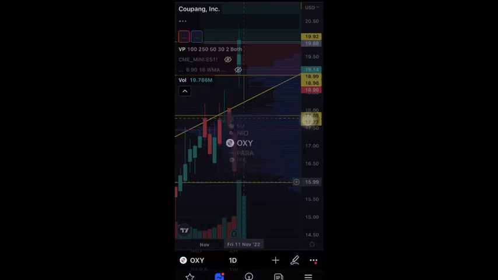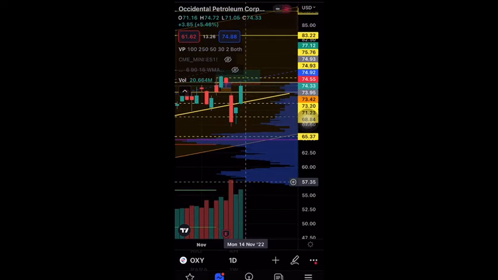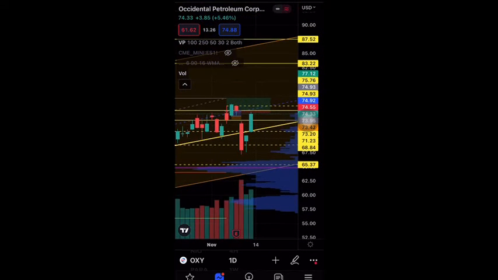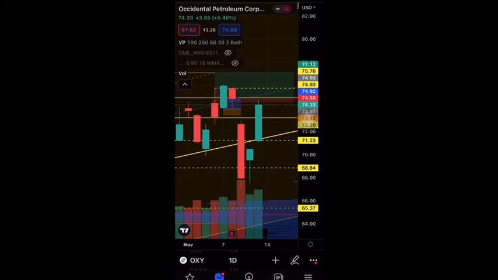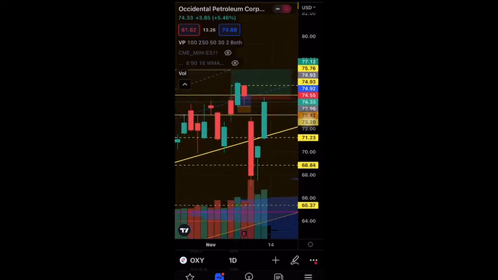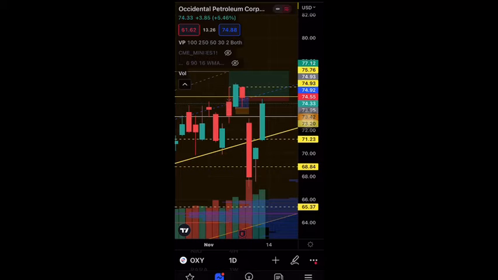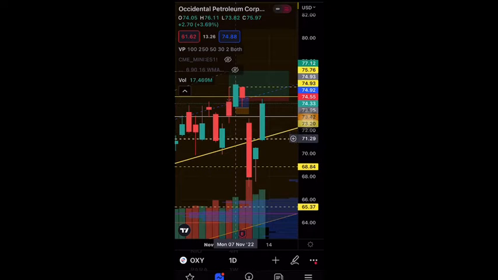Okay, the other one was Oxy. This one didn't do quite well. We were bullish on oil, but oil actually retracted, pulled back, and that did not help Oxy. As you can see here, it did open above. I mean, it did close above our entry.